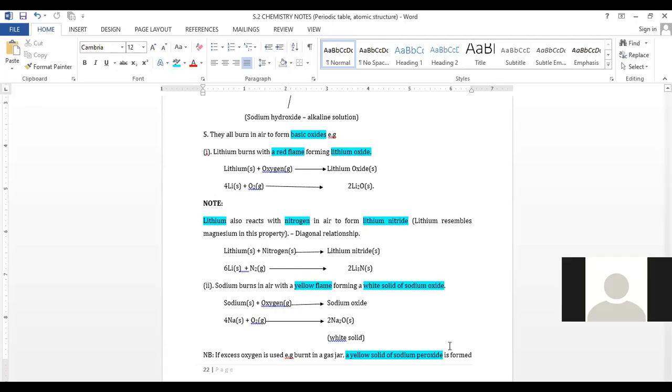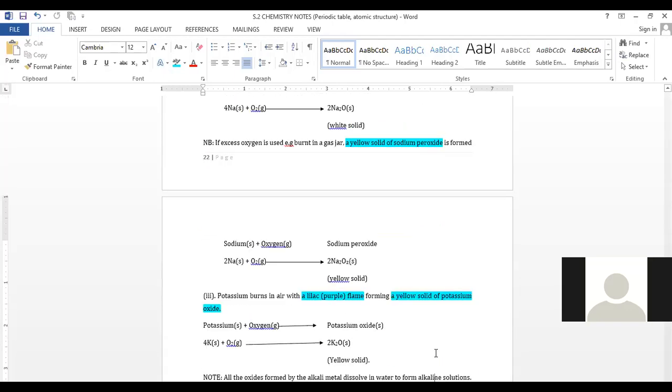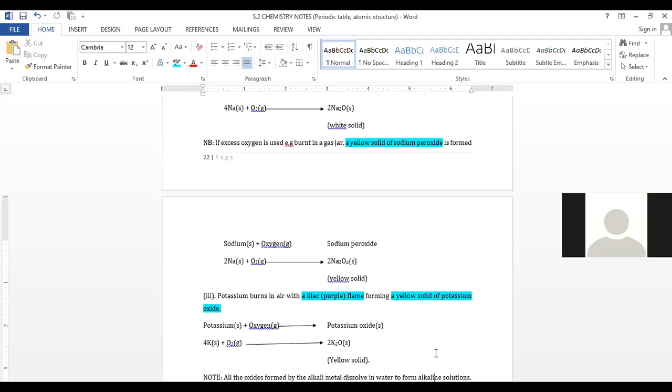Good. So when we have excess oxygen, everything is the same. Sodium burns with a bright yellow flame or a yellow flame. But in this case, we don't form a white solid, we form a yellow solid of sodium peroxide. If you realize, in our video they formed both. We had something whitish and some yellow parts, meaning some parts reacted with excess oxygen, while those that could only access limited oxygen formed white solids.